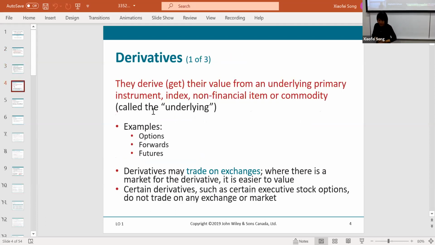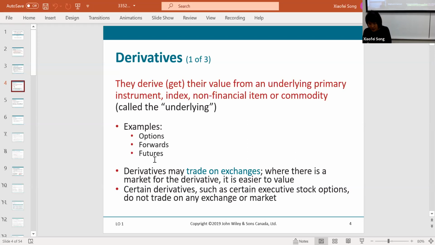The complex ones have more to them. So the first one is derivatives. They derive their value from an underlying primary instrument, index, non-financial item, or commodity. So there's an underlying item that has value, and the value changes. The derivative is based on that. The examples are options, forwards, and futures. We have a detailed example of options. We do not have an example of forward and future, but in concept, we know what they are.